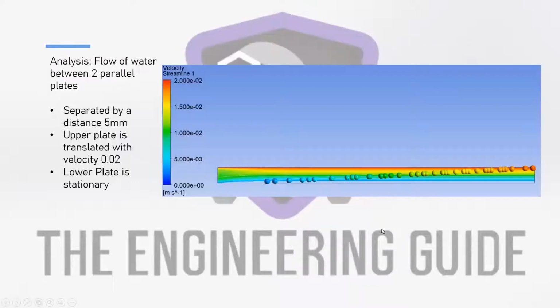For this simulation, we are going to be analyzing the flow of water between two parallel plates. The plates are going to be separated by 5 millimeters, and the upper plate is going to be translated with a velocity of 0.02 meters per second. And of course, the lower plate is going to be stationary. And as you can see by the graphic here, this is the result that we will obtain through ANSYS Fluent by preparing this simulation model. All that being said, let's jump right into it.